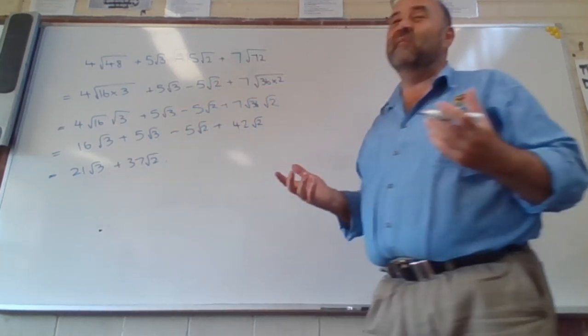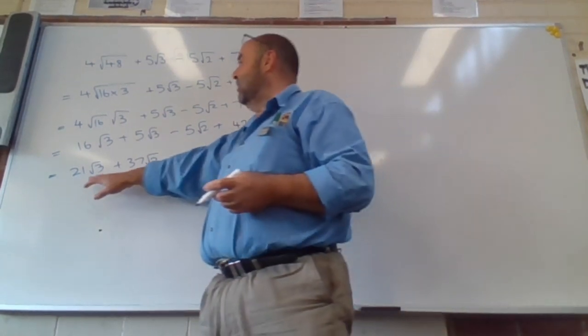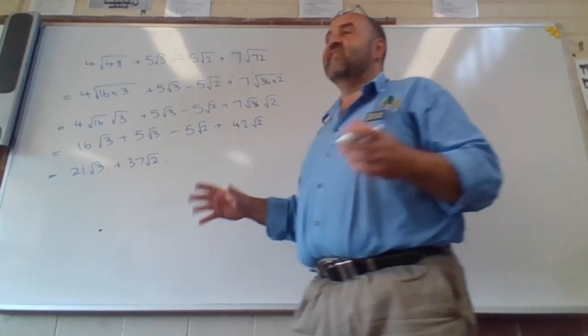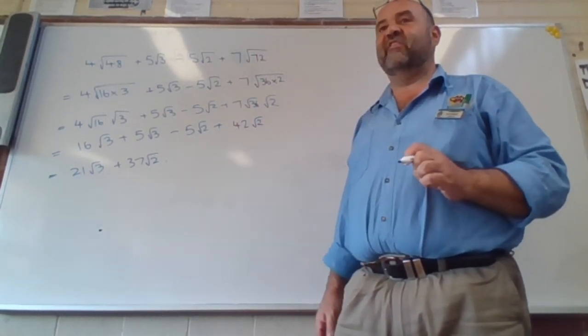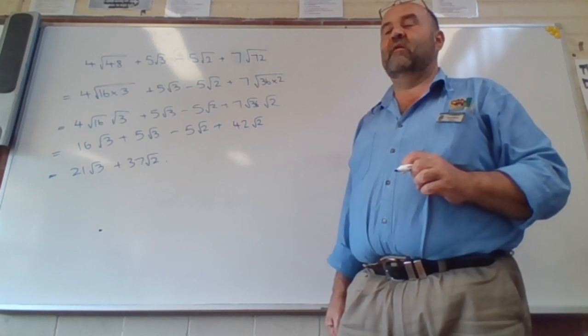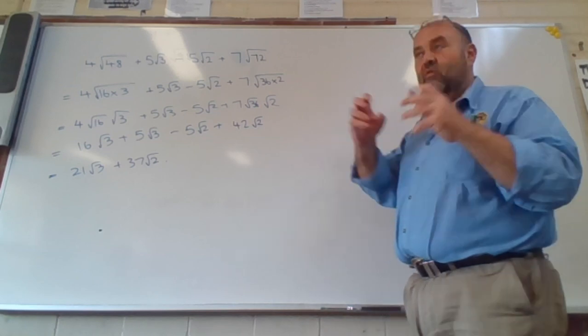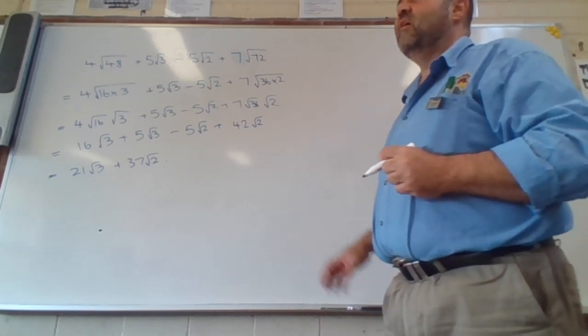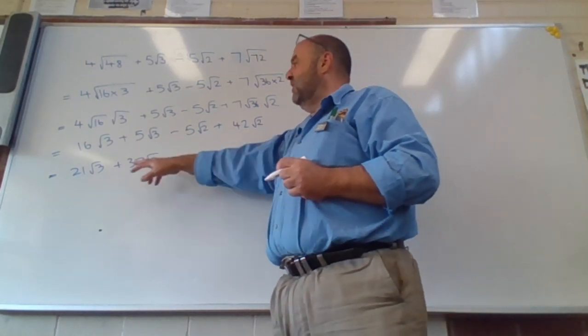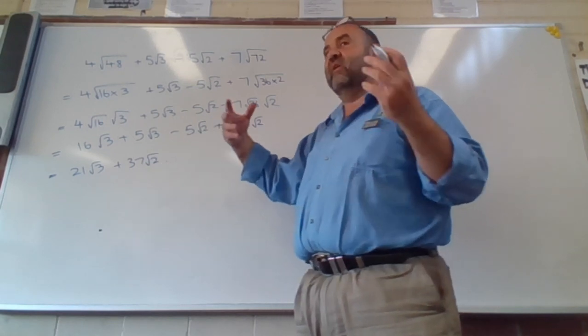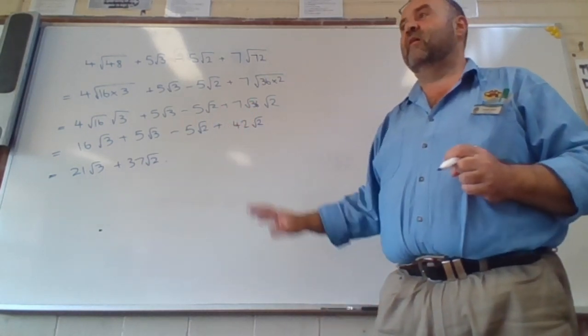I can't do any more with that. I can't add root 3s and root 2s. So that's it. That's as far as I can simplify this problem. So the last example we looked at, they were all the same surd and we could add them all together. In this example, because they're different surds, there's a root 3 there and a root 2, we can't simplify any further. So this problem.